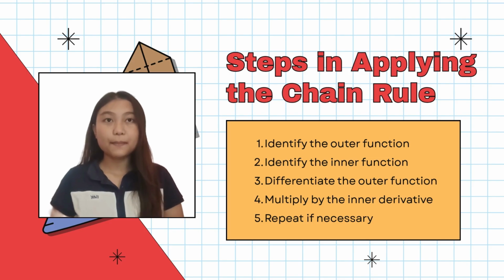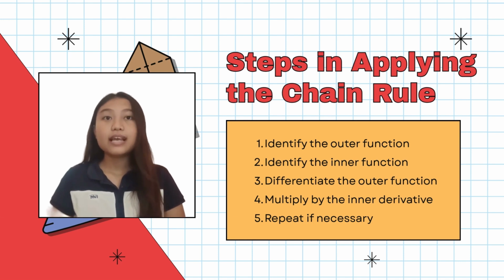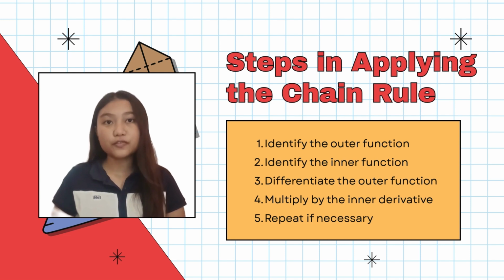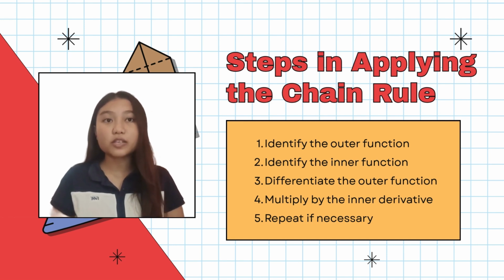Always remember the step-by-step strategy. No matter how complex a function looks, the steps are always the same. First, identify the outer function. Next, identify the inner function. Third, differentiate the outer function. Fourth, multiply by the derivative of the inner function. And for the fifth, repeat the process if more layers exist. Following the steps carefully makes the chain rule systematic and manageable.